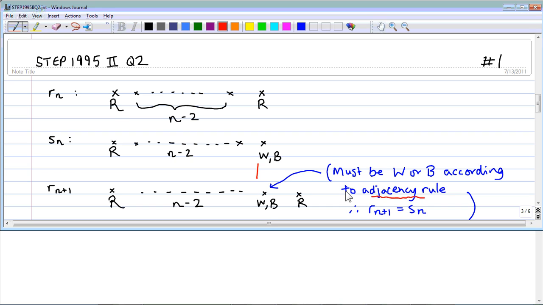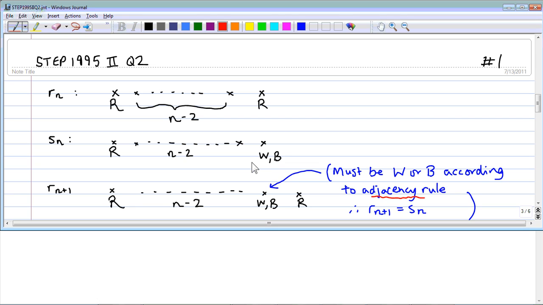So this must be white or blue, this must be red, and this must be red, white or blue. Okay, so it's obvious that Rn plus 1 is equal to Sn from that diagram. And I would consider that that actually constitutes a perfectly good answer. You don't really need to write anything else. Those diagrams are clear enough, combined with that little note that, you know, by adjacency rule.